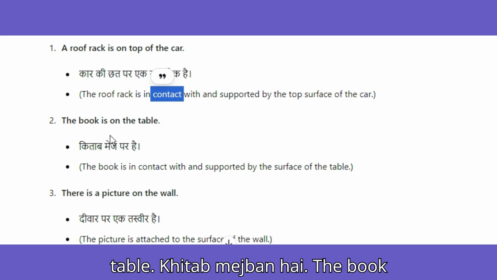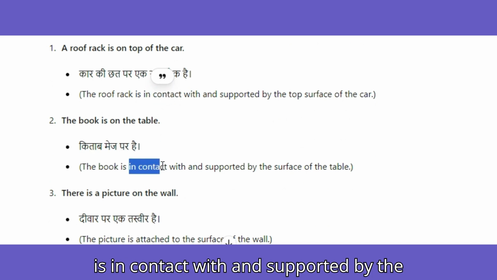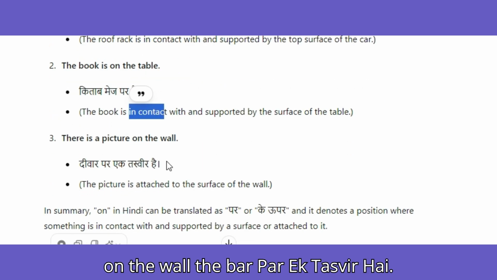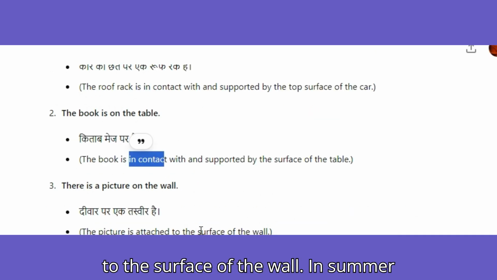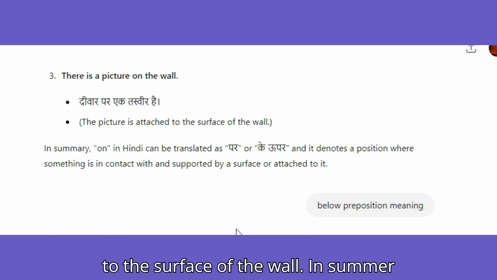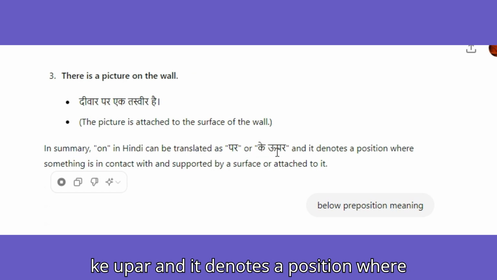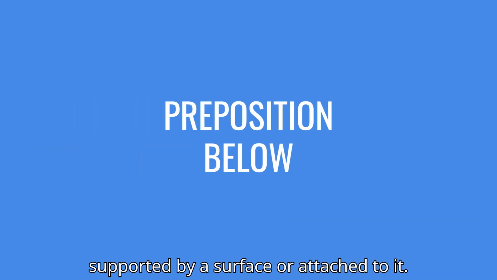2. The book is on the table. Kitab mej par hai. The book is in contact with and supported by the surface of the table. 3. There is a picture on the wall. Deewar par ek tasveer hai. The picture is attached to the surface of the wall. In summary, on in Hindi can be translated as par or ke upar, and it denotes a position where something is in contact with and supported by a surface or attached to it.